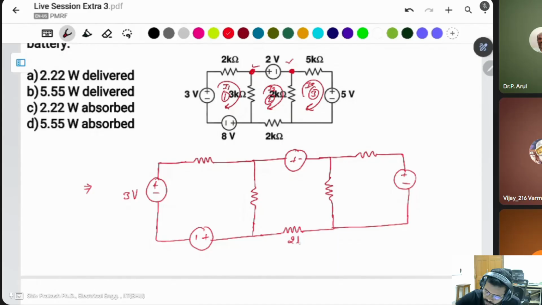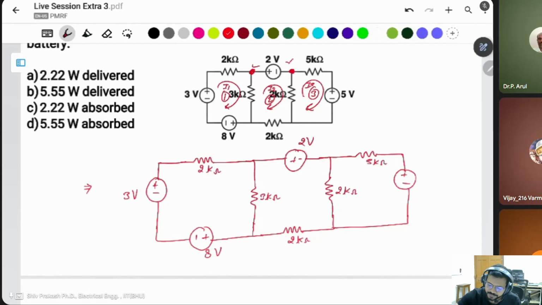This is 2 kilo ohm, 8 volt. This is also 2 kilo ohm. This is 3 kilo ohm. This is 2 kilo ohm. This is the 5 kilo ohm. This is 2 volt source.